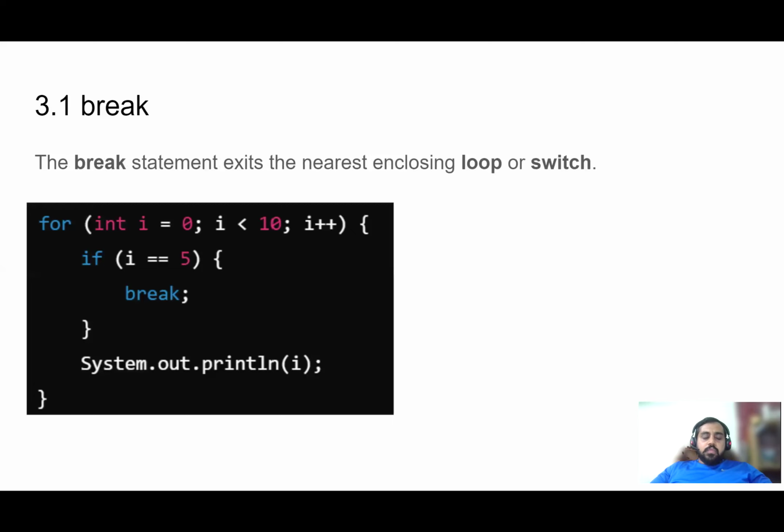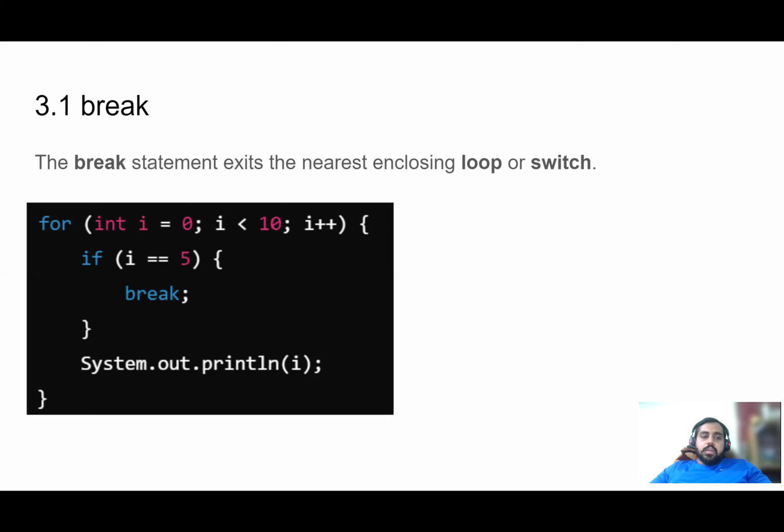So break, we already saw the break in switch statements. That means it will break the flow of execution. The break statement exits the nearest enclosing loop or switch. Suppose we have a for loop that has to iterate a certain number of times. In the block belonging to that for loop, we have a certain condition. If that condition is met, we don't need to proceed further. In that case, we can use a break.